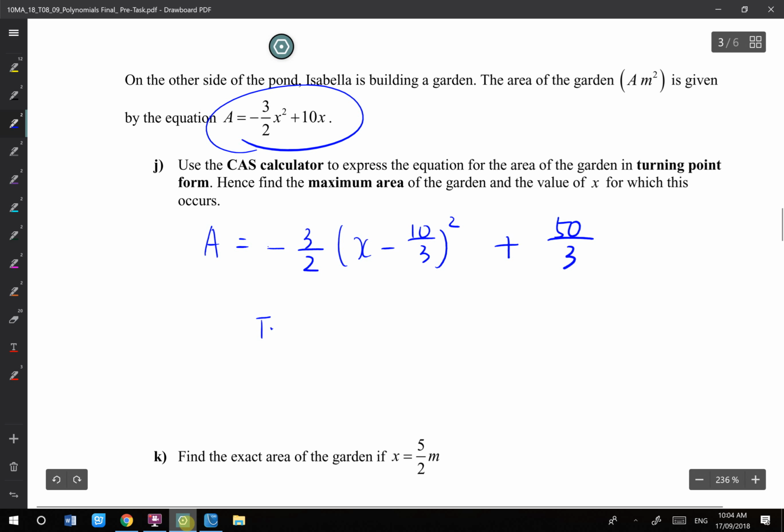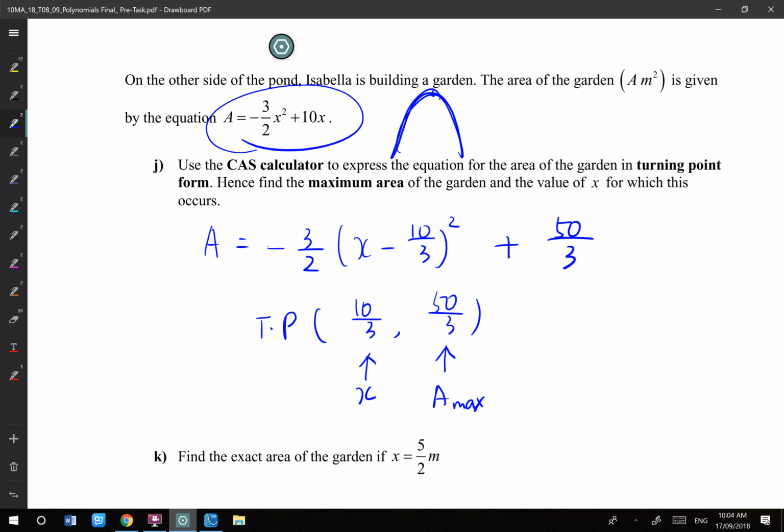So I can see my turning point is 10 over 3, comma 50 over 3. And this is the x value to make it occur. This is the maximum, because you can see your graph is in a downwards direction because of the negative, so you will have a maximum. So the maximum turning point is 10 over 3, 50 over 3.